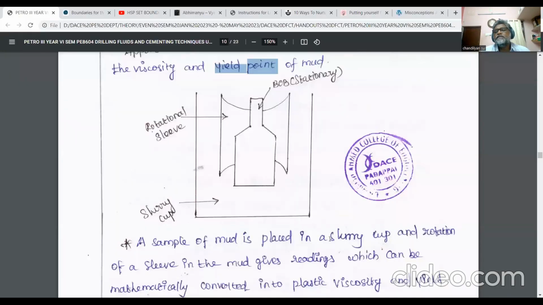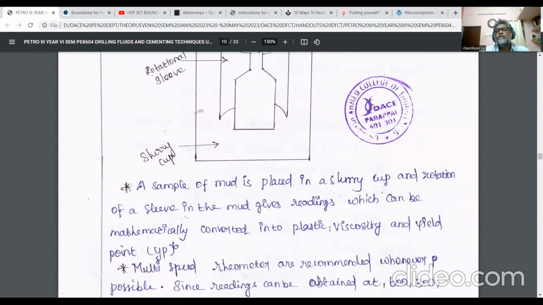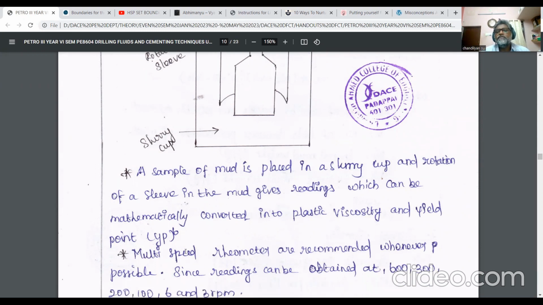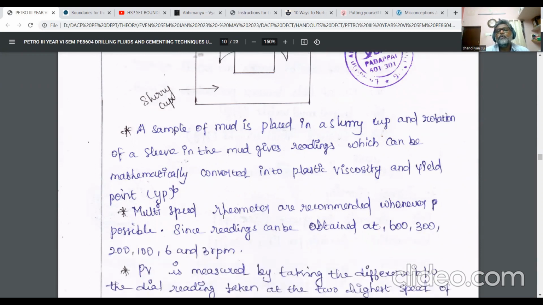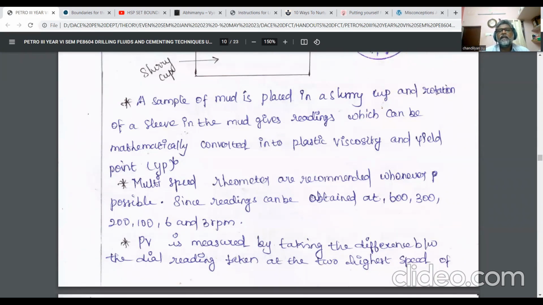A sample of mud is placed in a slurry cup, and rotation of a sleeve in the mud gives readings which can be mathematically converted into plastic viscosity and yield point. I have to tell you what plastic viscosity and yield point are. This is called the Fann VG viscometer. Another type of instrument which is used is the multi-speed rheometer. Readings can be obtained at 600, 300, 200, 100, 6, and 3 RPM, as I've given in the picture.